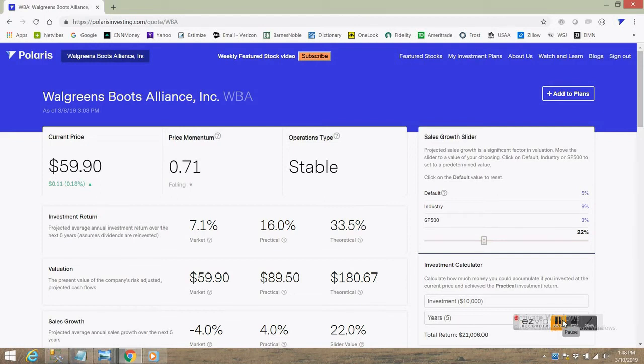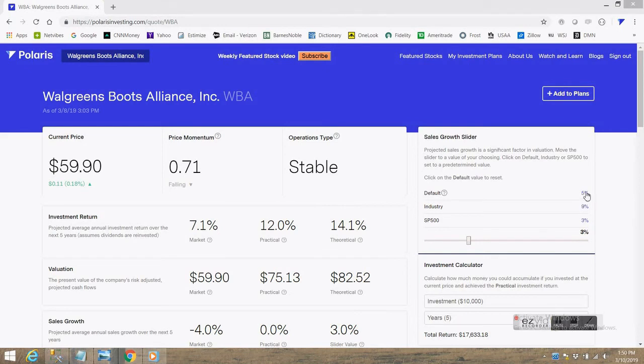All right, let's get back to the sales growth slider. You can see here, it's very easy for you to move the sales growth slider around and do what-if analysis, or restore it back to the default value. Try out what you think the theoretical value would be if you assume the industry standard growth rate or even the average growth for the S&P 500 stocks.